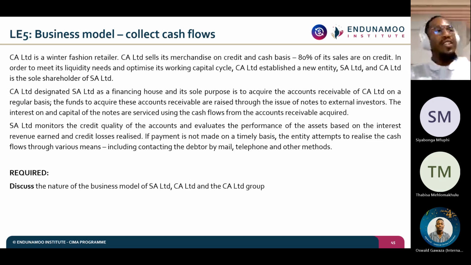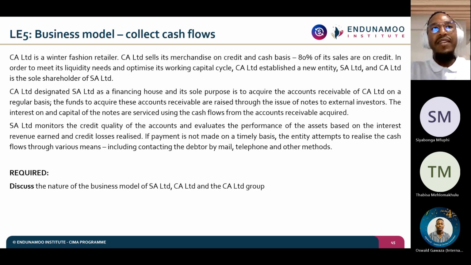How does the subsidiary raise the money to buy the debtor's book? The subsidiary issues notes to external investors, and the external investors will then deposit money in the subsidiary. The subsidiary will buy the debtor's book from CA Limited, and SA Limited will collect the contractual cash flows on the debtor's book. Having collected these, the cash flows will then be distributed to the holders of the notes. Notes are similar to bonds. You can think of bonds as notes.